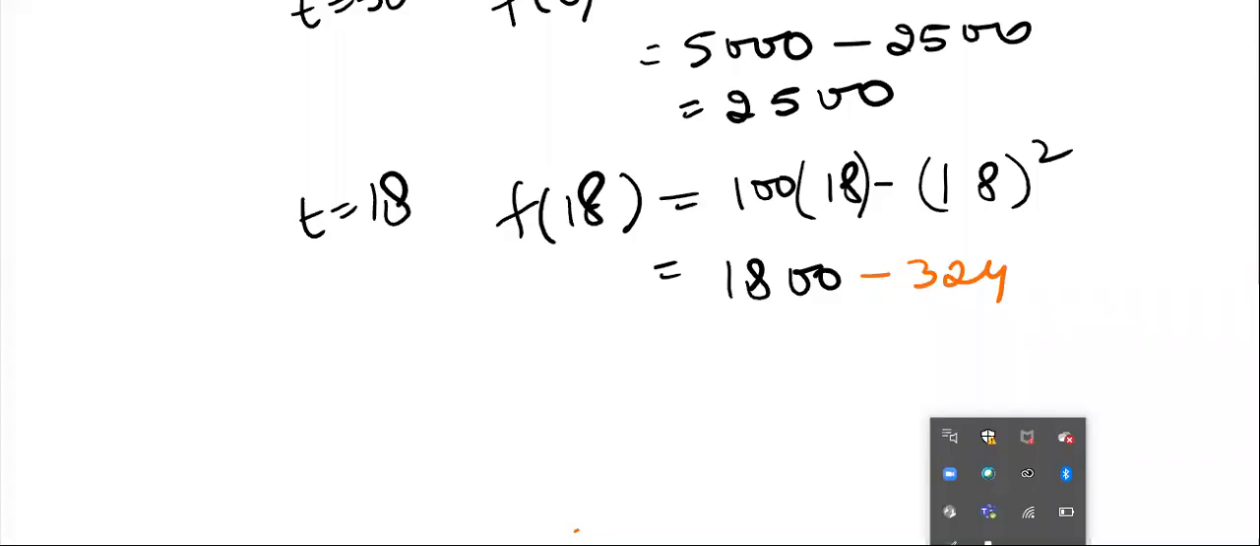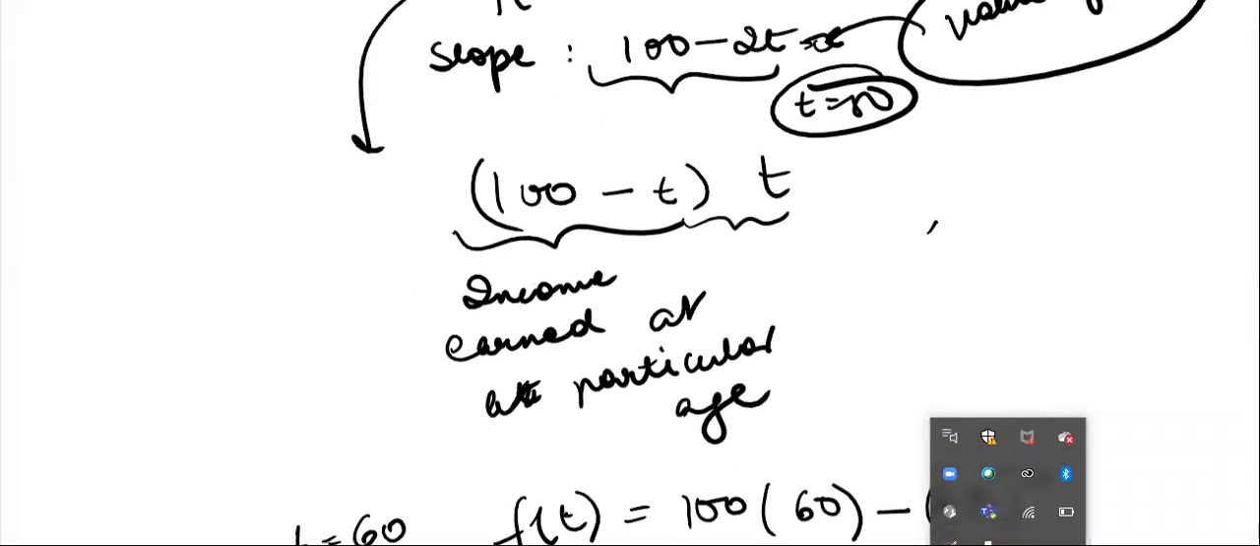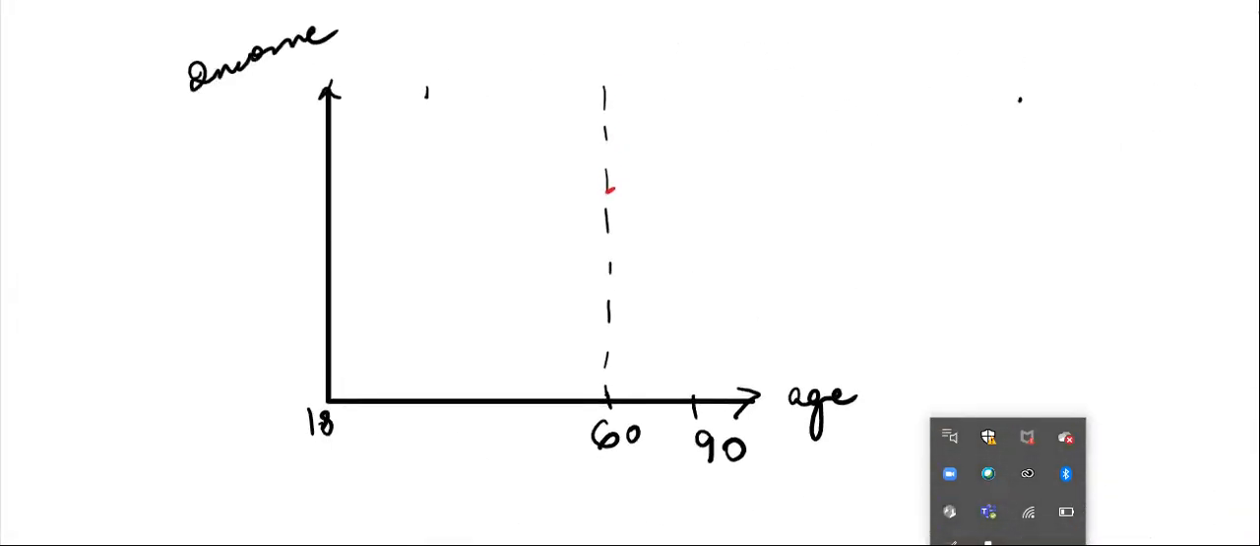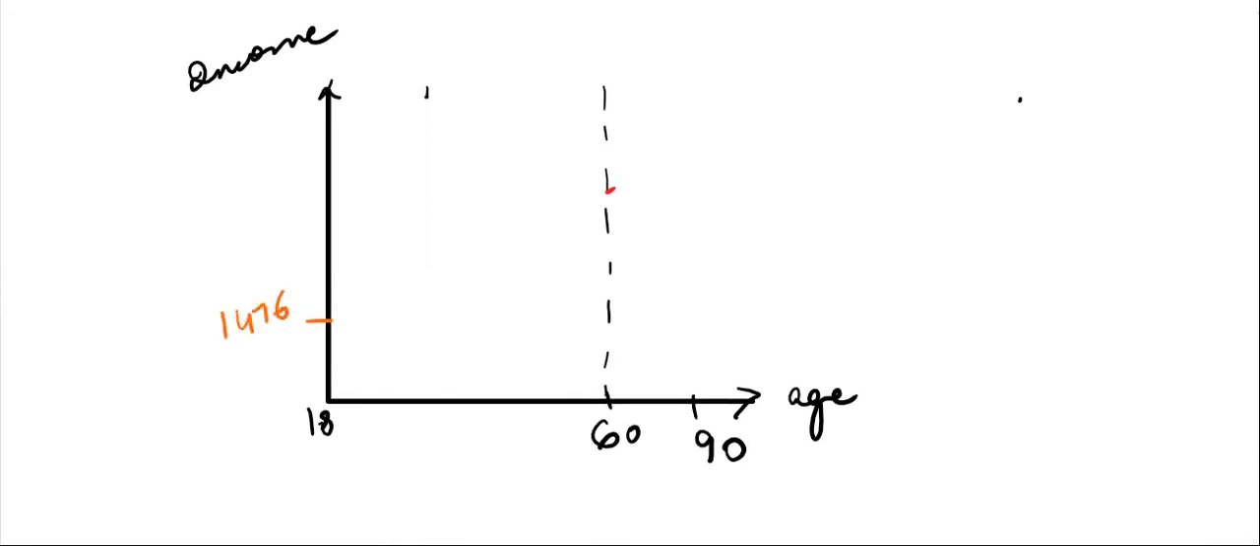So 1800 minus 324 will give me 1476. So when the age is 18, I am earning 1476. When it is 50, my earnings were 2500. Then they were 2400. And just here, the moment I became 60, post that my earning is 0. I am not earning anything.